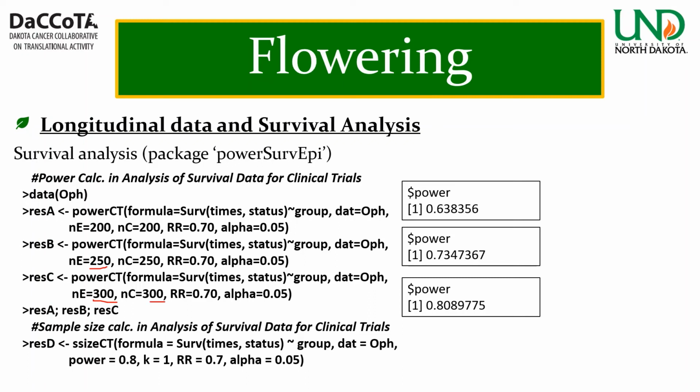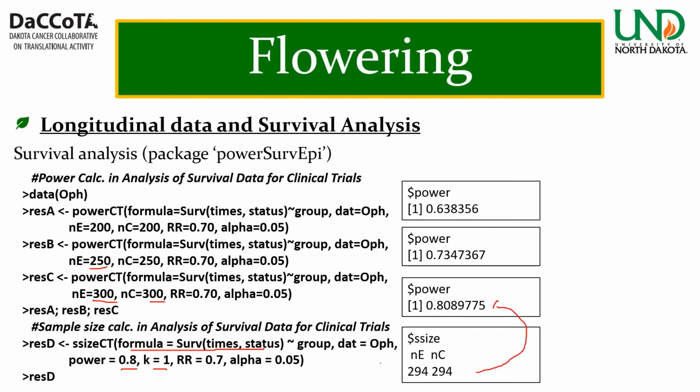In this case, we have the same formula of the survival analysis by group. And now we just add power, as well as this K. It's the ratio between the experimental and control group. Since we want equal group size, this can be 1. And lo and behold, it pops out 294, very close to the rough estimate we got from above here with 300.